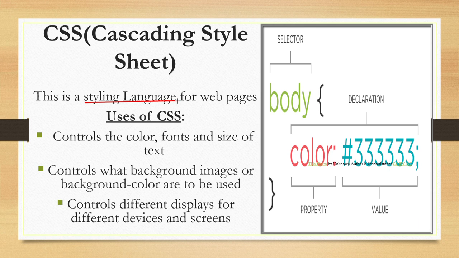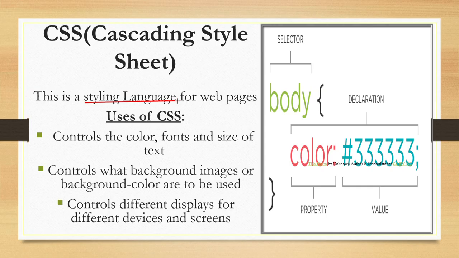So, uses of Cascading Style Sheets: number one, it controls the color, font, and size of the text. Like I've said earlier, through CSS you can control color, you can decide what font to use, and you can control the size of your text. You can say, today I want to use yellow, tomorrow I'll use blue. Today I want to use a big font, tomorrow I'll use a tiny font. It depends on you, but with the help of CSS you can control all these things.